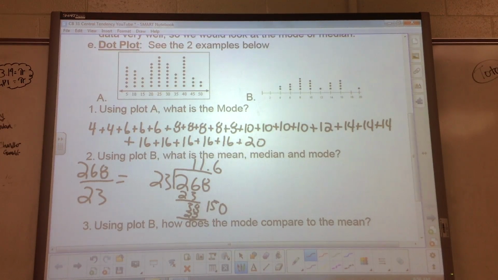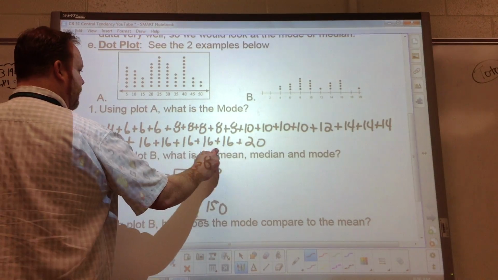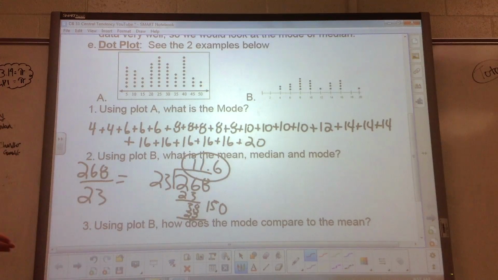Most of the ones I'm going to give you are going to end up in either like a 0.5, a 0.25, or just an even number. So that's what our mean is. We add them all up and divide by the number we have. It's very simple. And again, most of them I'm going to give you aren't going to be this large.